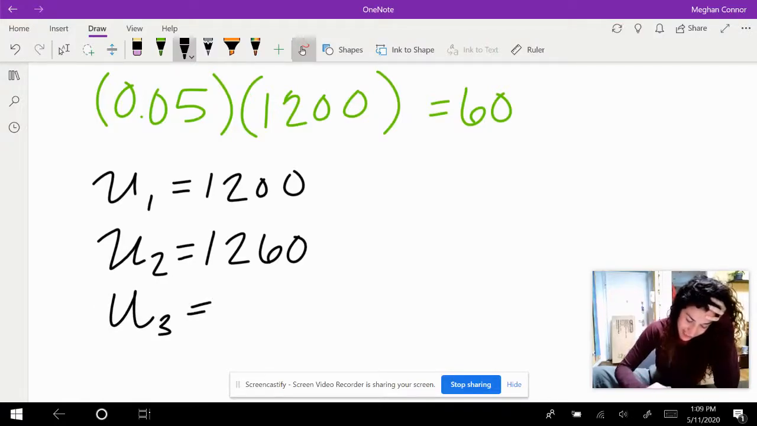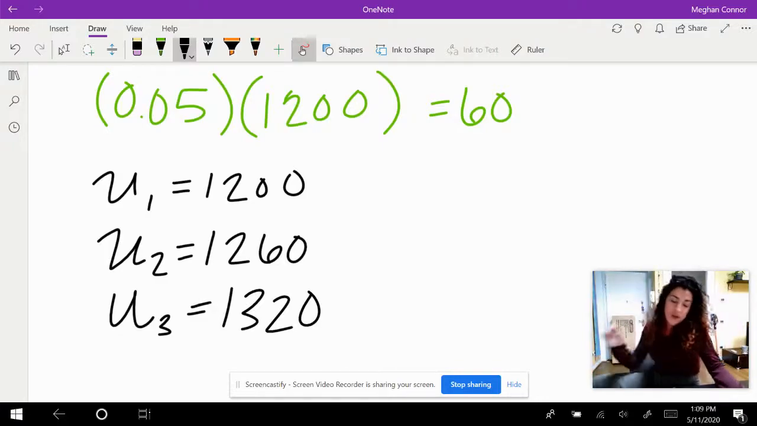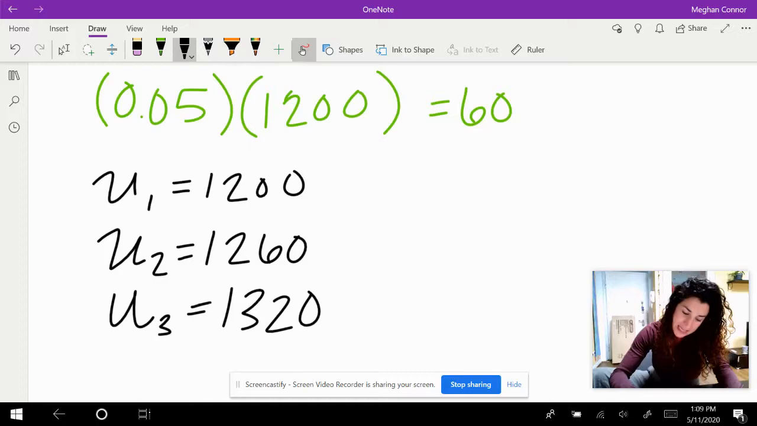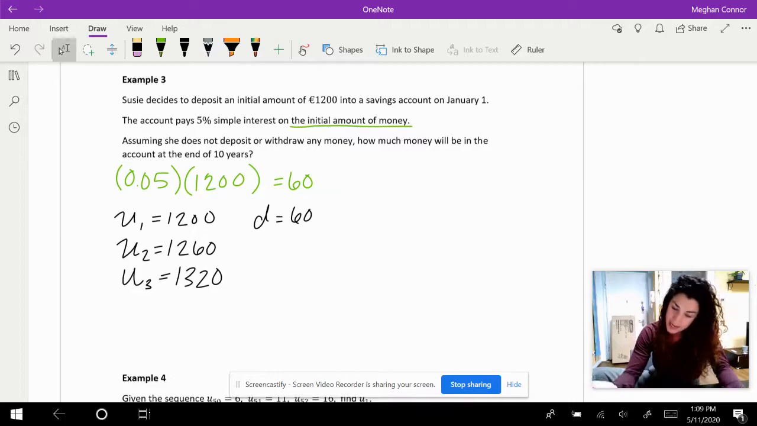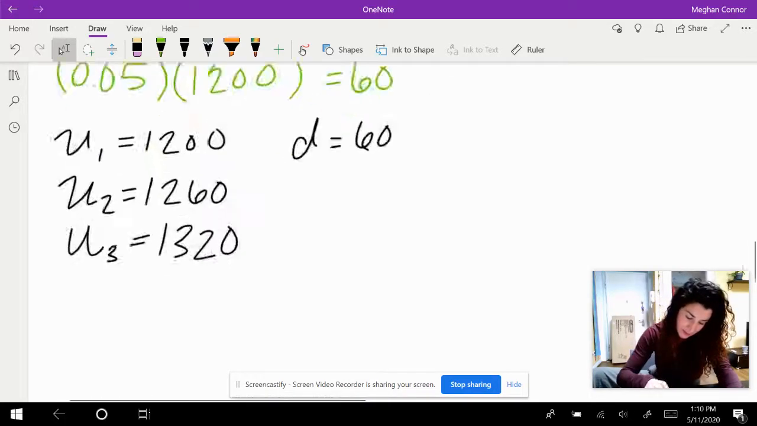U sub 3 is 1,320. So our first term is right there. Our common difference is 60. We have all of the information we need in order to make a formula. Then we're going to use that formula to figure out what U sub 10 is.